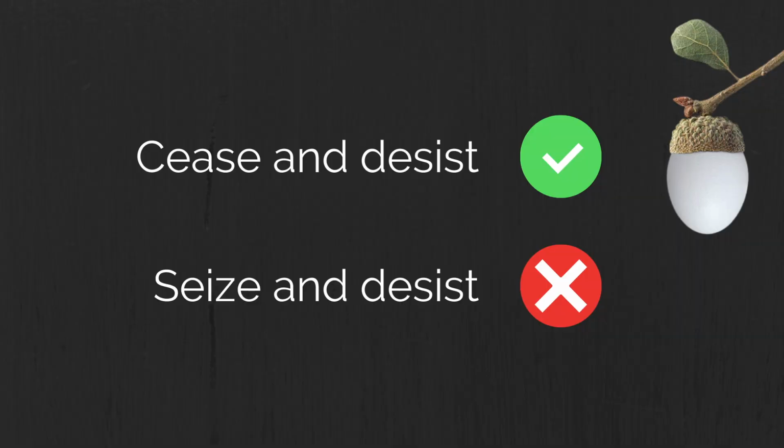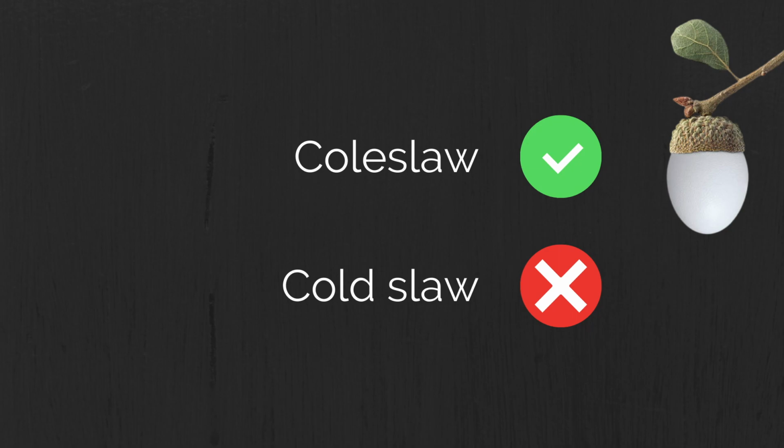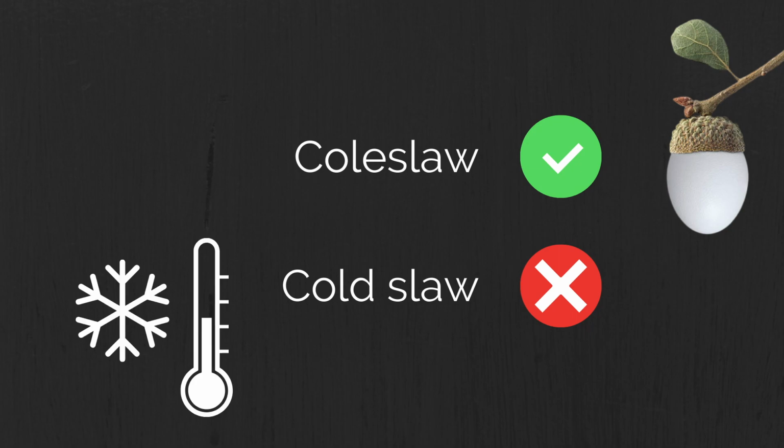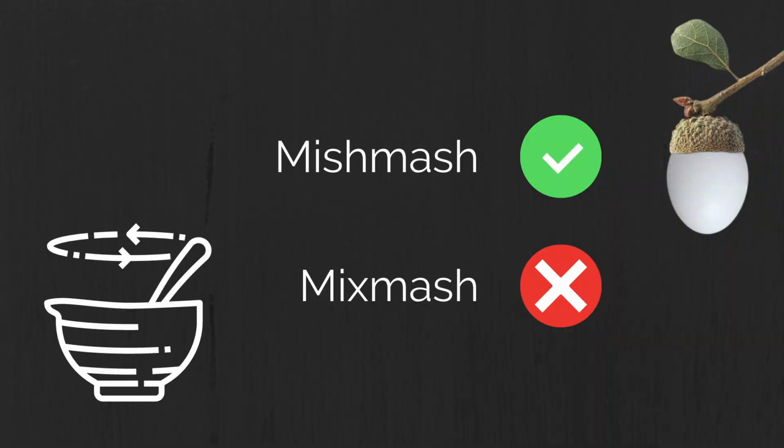In these examples, the logic comes usually from replacing an unfamiliar word or part of a word with one that is more familiar to the speaker. Cease and desist is a legal command that might make someone think of having something taken away or seized. Cold slaw is eaten cold, so it's understandable that people might mistakenly call it cold slaw. A mishmash is a mixture of seemingly random things, so it's logical that someone might want to call it a mix-mash.